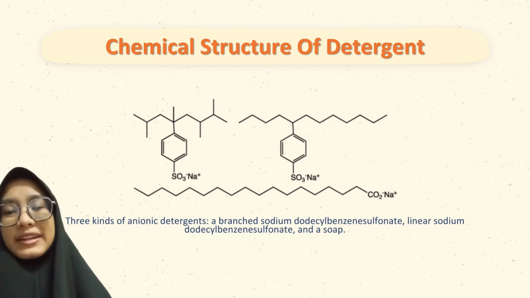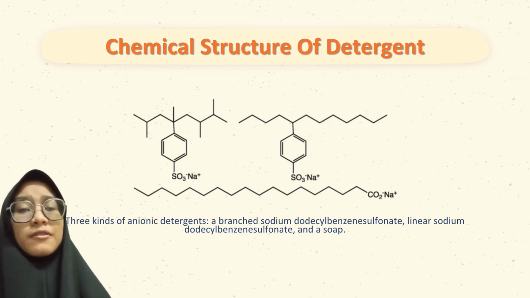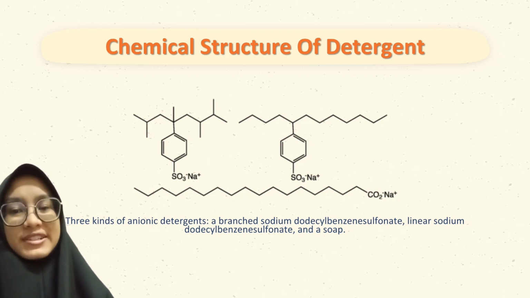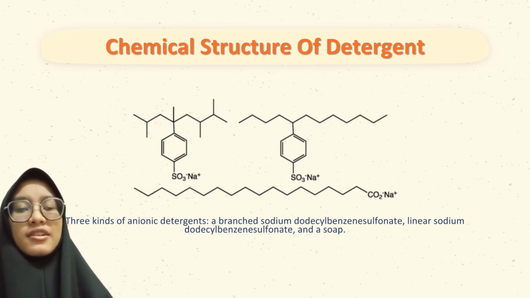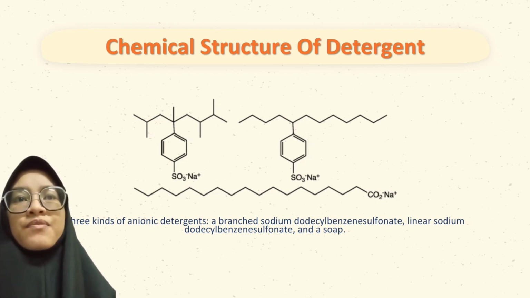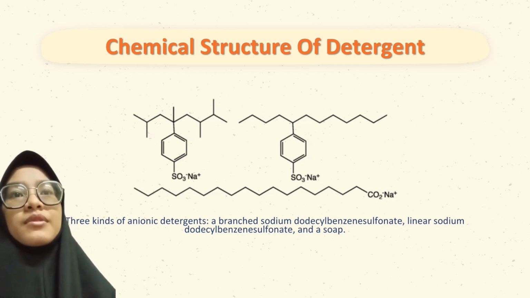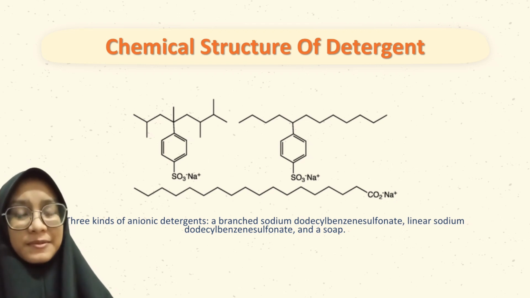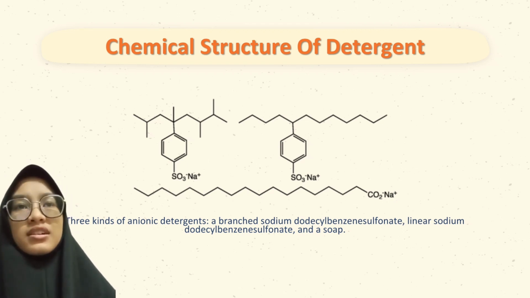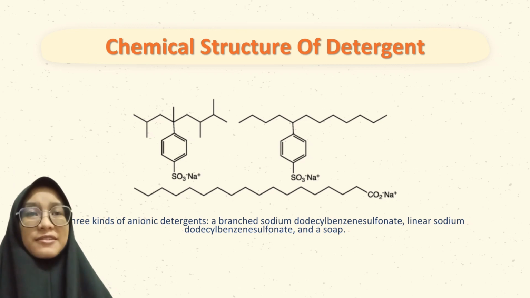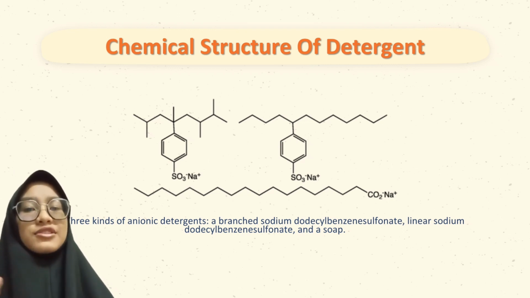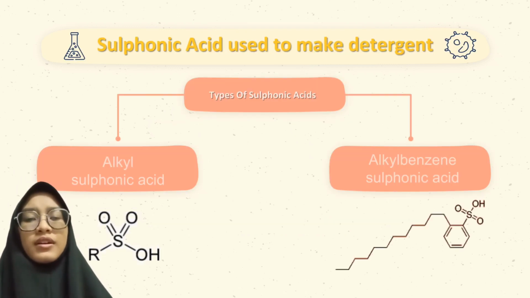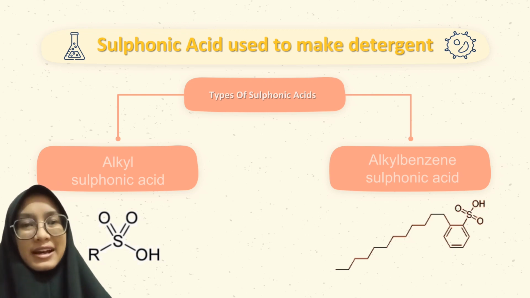First, we can see the image of the chemical structure of a detergent. There are three kinds of anionic detergents. First, branched sodium dodecyl benzene sulfonate. Second, linear sodium dodecyl benzene sulfonate, and third, soap. So we move to the next slide.